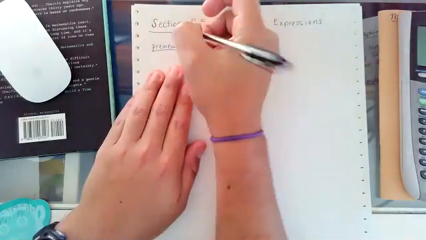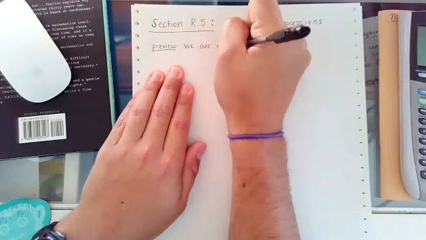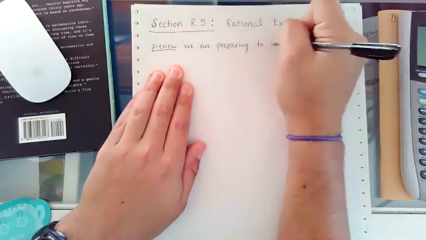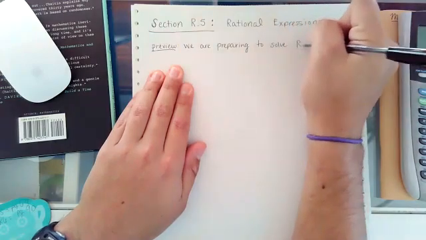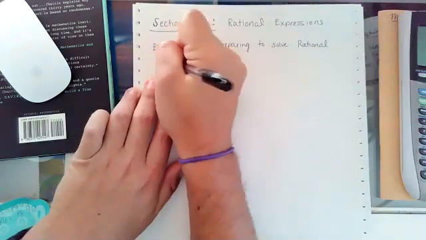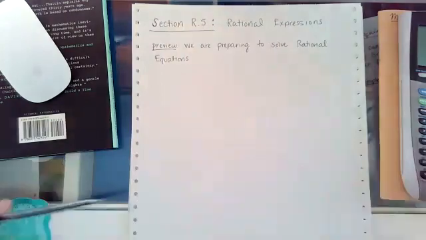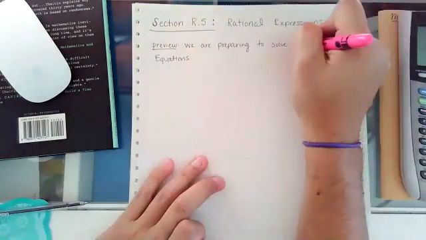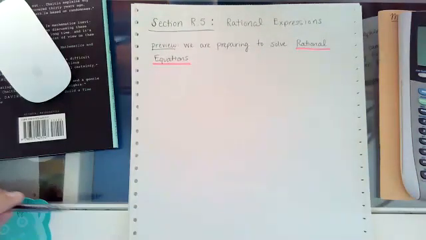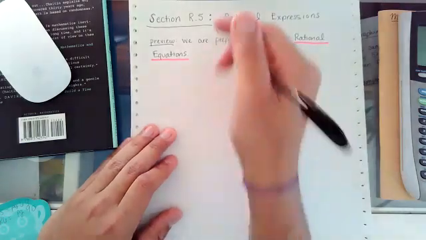But the preview here is that we are preparing ourselves to solve, and this is going to sound very much the same, rational equations. Okay, so this is basically why we're learning about rational expressions right now and doing a deep dive into how to work with them. Because rational equations look very complicated.